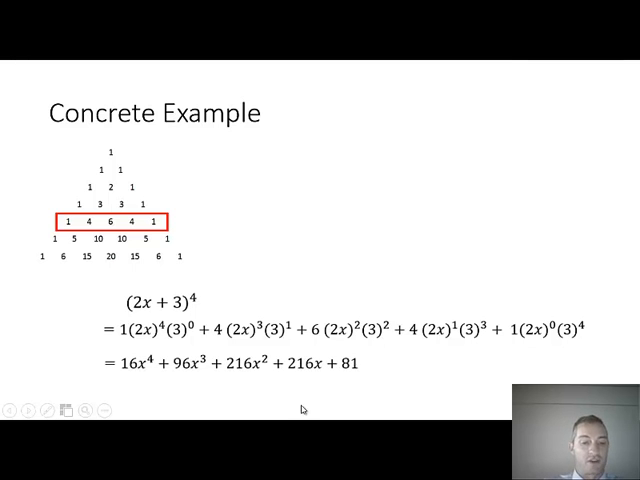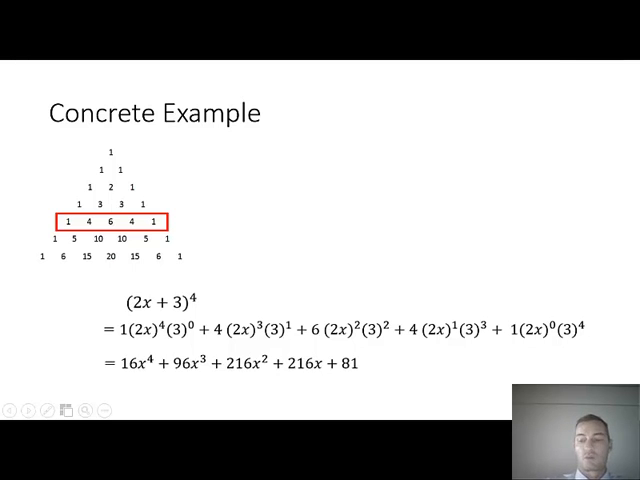Then, when we simplify that, 3 to the power of 0 is 1, so it's just 2x to the power of 4, which is 16x to the power of 4. The next term, 2x all cubed, which is 8x cubed, times 4 times 3, which gives us 96x cubed, etc. And again, our final term, which is 1 times 3 to the power of 4, which is 81.